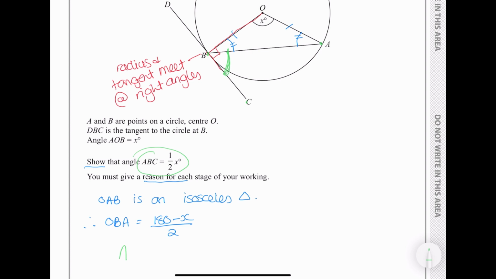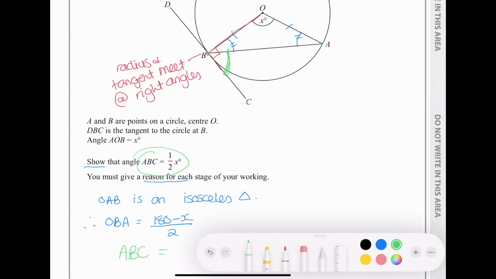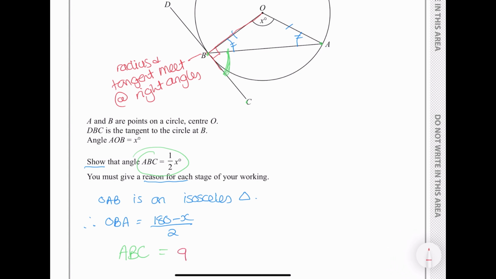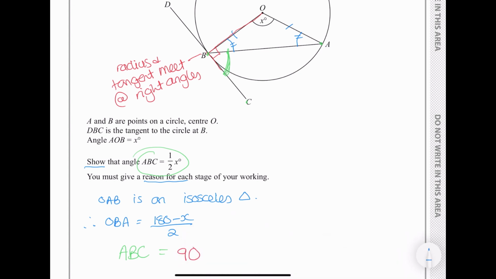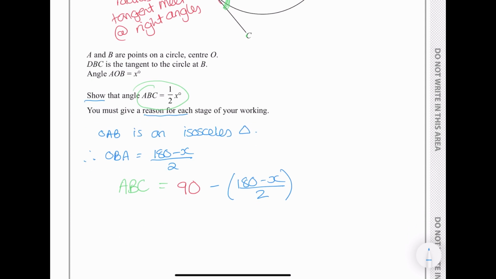So ABC is going to equal 90, which is the red one, minus the blue one, which we said was 180 minus x over 2, like that. Let's work in black, just so we've got the colours right.